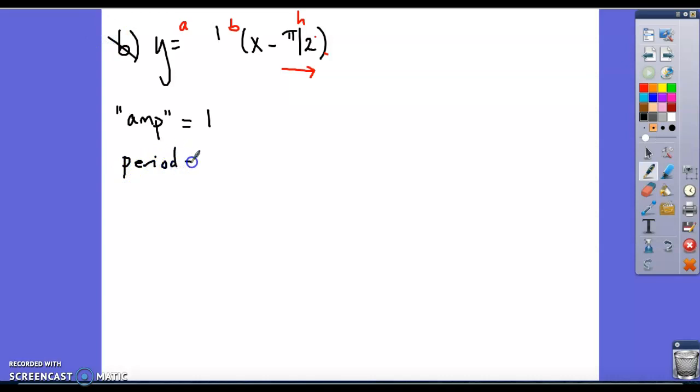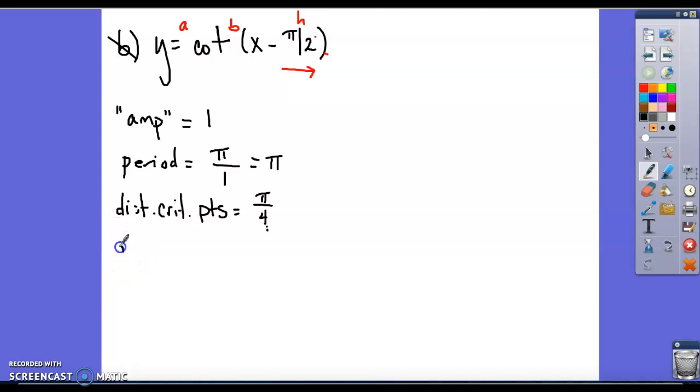Okay, my period is pi over 1, or just pi. That means that my distance between my critical points is going to be pi over 4.